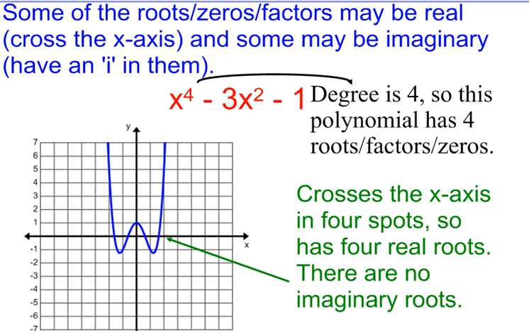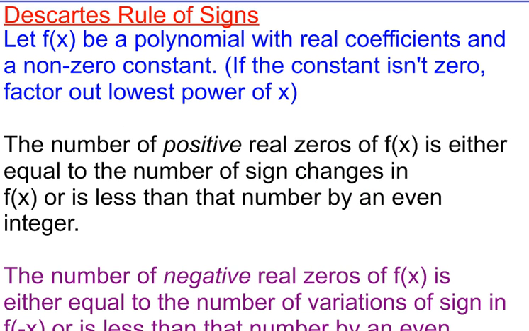In the second one here, we have a degree of 4. This is x to the 4th. And so there are 4 answers to this problem. And in this case, you can see that each one happens to be a real answer. It crosses the x-axis. So there are 4 real answers to this problem. Not imaginary. Okay? So what we're going to do now is learn about Descartes' rule of signs.